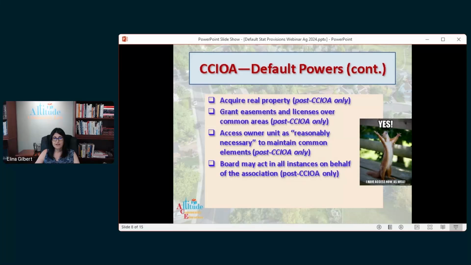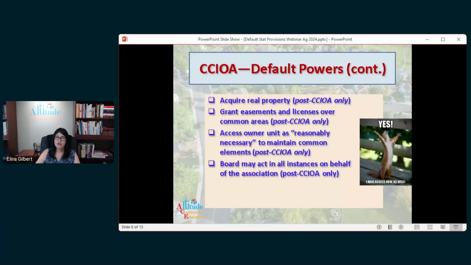One thing to keep in mind with this is that Kiowa defines a unit in multiple ways, but essentially a unit can be a lot, and a unit can be a condominium unit. So when we look at it that way, this provision allows us to enter a condominium unit. It allows us to enter a lot and possibly a residence on that lot if reasonably necessary.